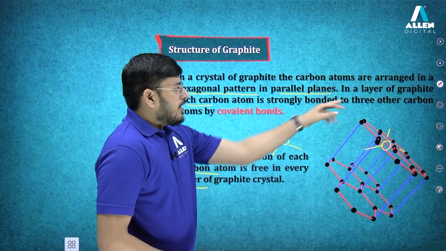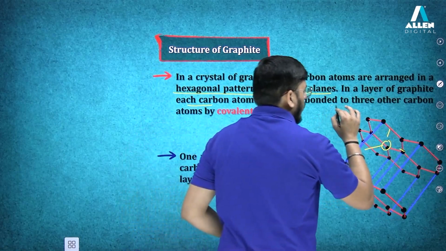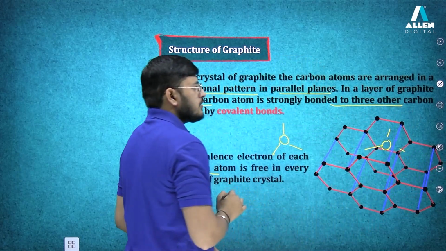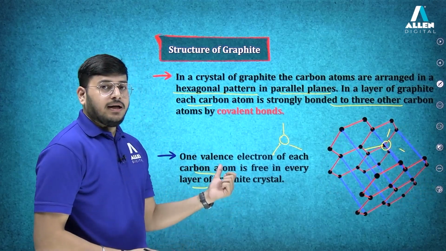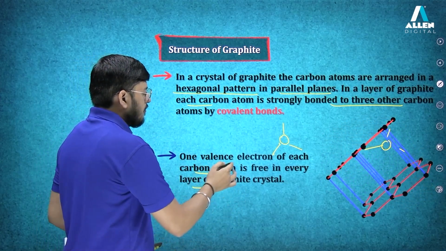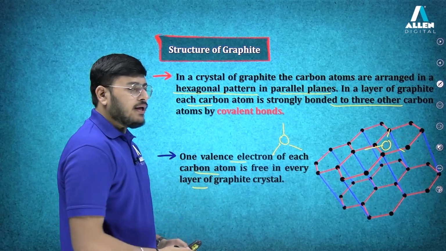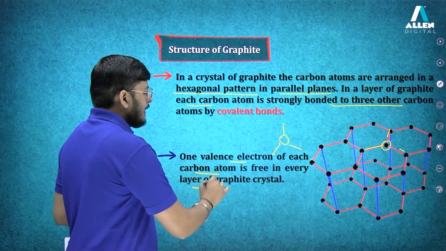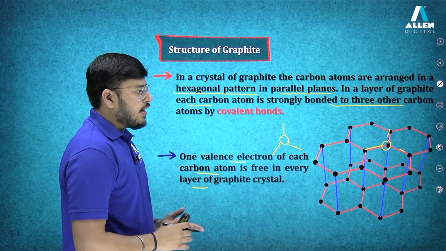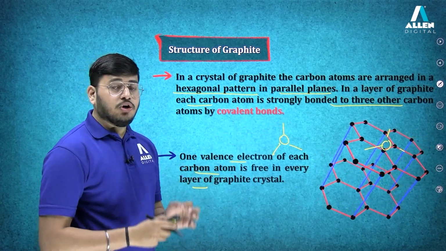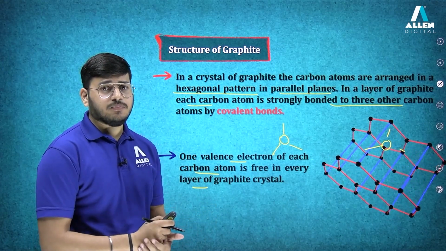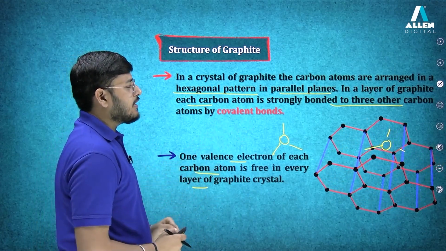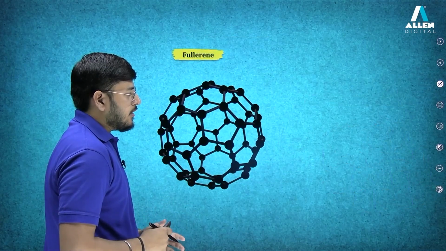As it is said over here, they are strongly bonded to 3 other carbons, and because of that, one electron is free over here. One valence electron is free in every layer of the graphite crystal, and that makes it a good conductor of electricity, because electrons are the carriers of the charge. So that makes it a good conductor of electricity.